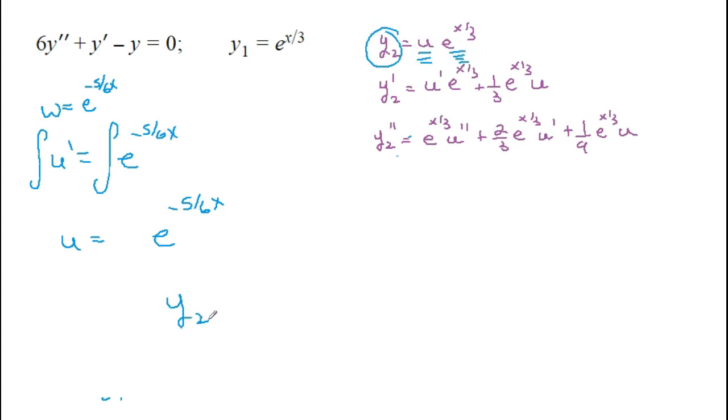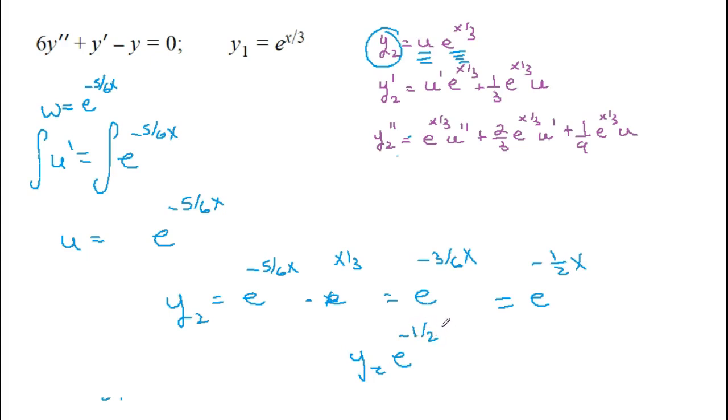So my second solution, for the third time in the last however long you've been looking at these videos, is going to be e to the negative 5/6 x times e to the x/3. And with things with the same base, you add their powers, so negative 5/6 plus 2/6 equals e to the negative 3/6 x, which of course is e to the negative 1/2 x. That is my second solution to this very fun second order differential equation with constant coefficients. Whew.